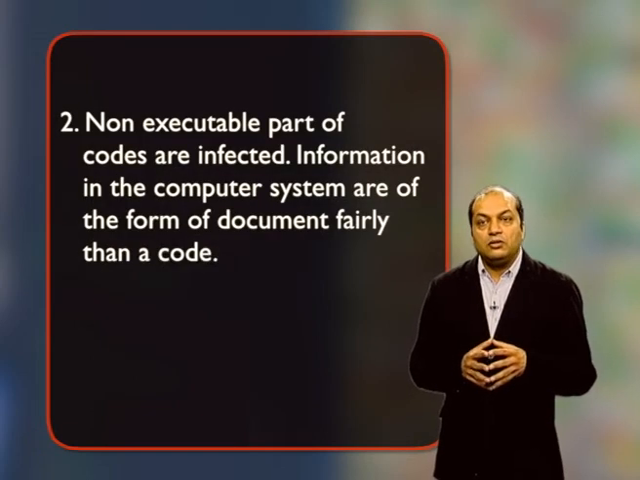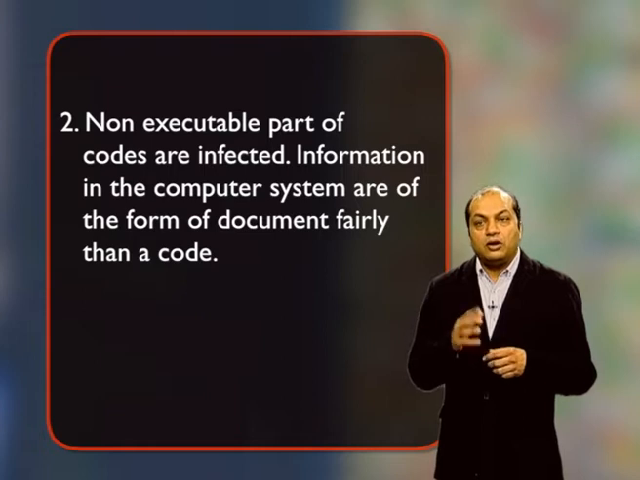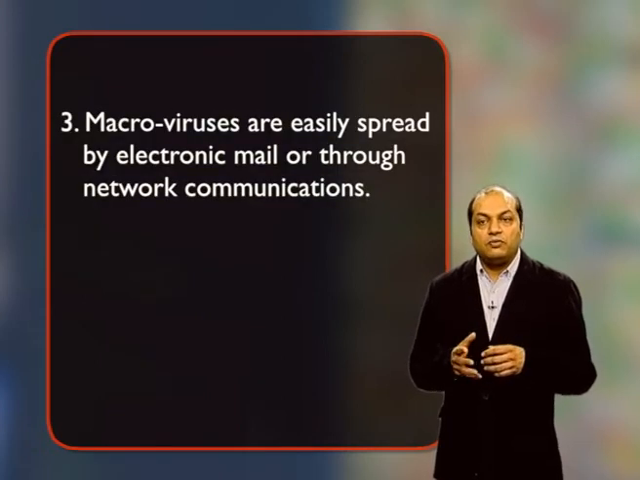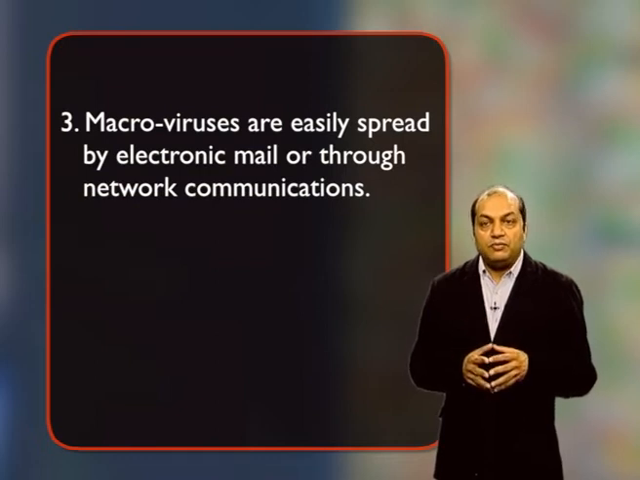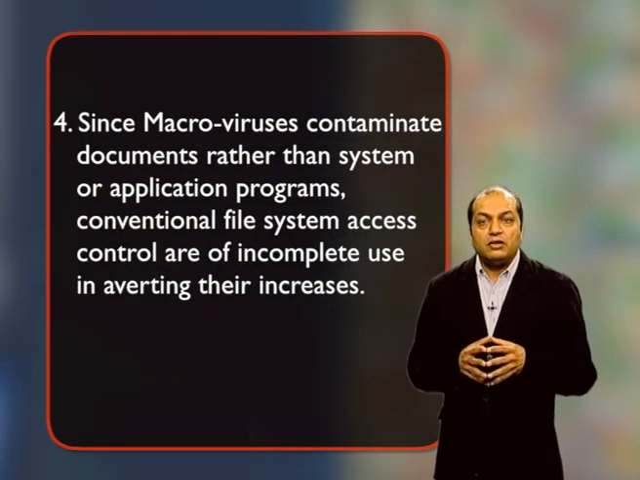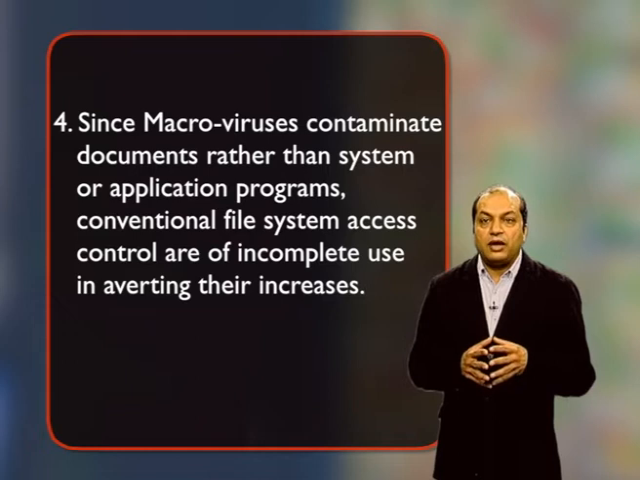The second one, non-executable parts of the code are infected. Information in the computer system is in the form of documents rather than code. Number 3, macroviruses are easily spread by electronic mail or through network communication. Number 4, since macroviruses contaminate documents rather than system or application programs, conventional file system access controls are of limited use in averting this.